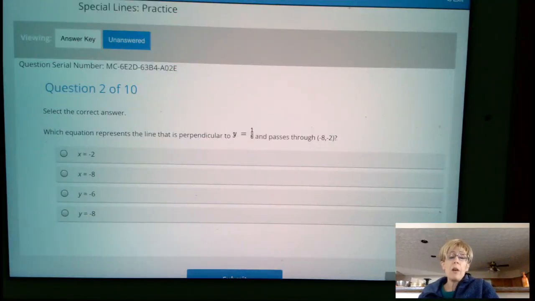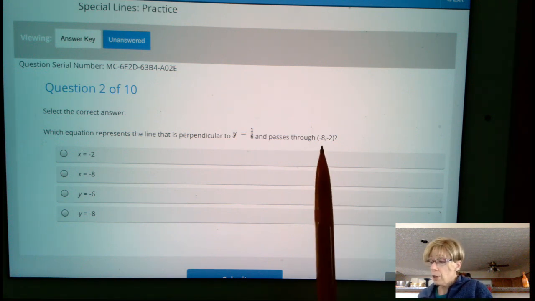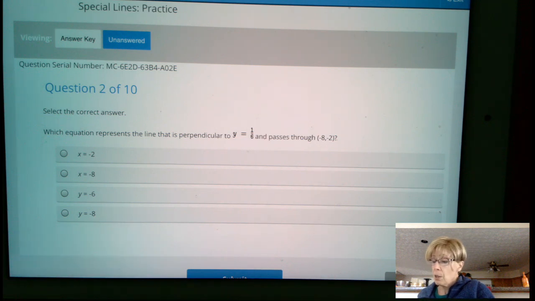Which equation represents a line that is perpendicular to y equals 1/6 and passes through (-8, -2)? Well, first of all, since the equation is y equals 1/6, I believe that we need to have x equals. So we can narrow down our answers to x equals -2 and x equals -8. I can look at this answer and go, well, the x value in my ordered pair is -8, so I believe that the answer is x equals -8.